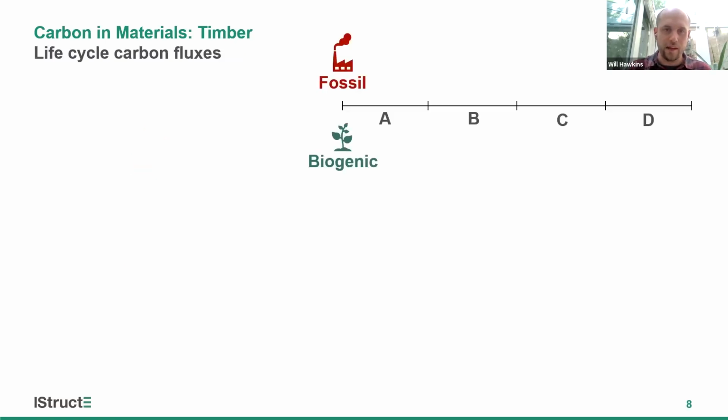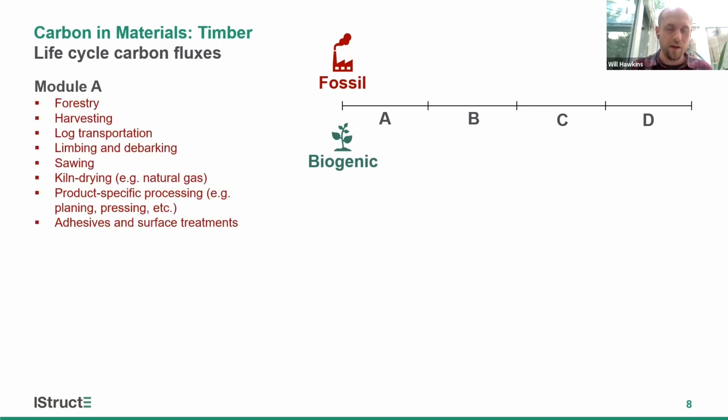So let's think about the life cycle history over modules A, B, C, and D, which hopefully you'll be familiar with, in terms of fossil and biogenic carbon emissions for timber. In module A, there's plenty happening that emits fossil emissions when we produce timber structures. There's forestry operations, harvesting, transporting the logs, limbing and debarking, sawing, kiln drying if we're using a fossil fuel to power that kiln, any product-specific processes, and producing adhesives, surface treatments, fire-resisting treatments, things like that. And so that all adds up to quite a lot of carbon that we can see here in module A.